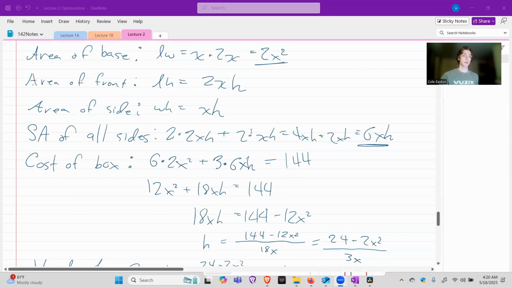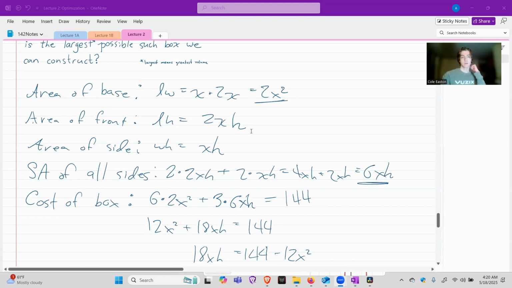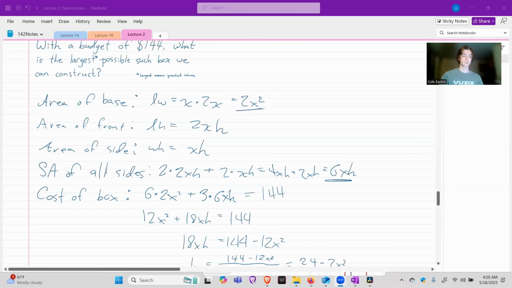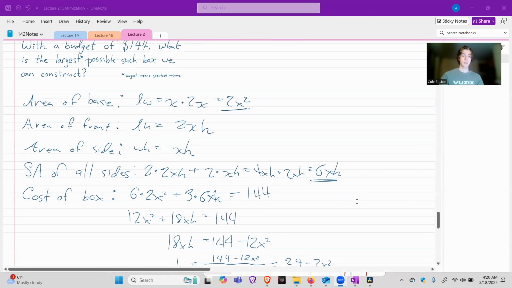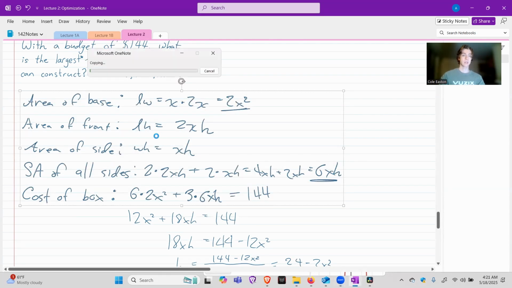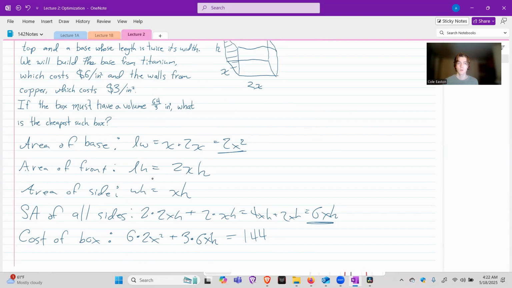So everything that we have up here, the area of the base, the area of the front, the area of the side, the surface area of all the sides, and the formula for the cost of the box is all going to be the same. So I'm actually just going to copy this and paste that right back down on our new problem here. The only difference is this time we don't know what the cost is going to be. Instead of fixing the cost, we are trying to minimize the cost.